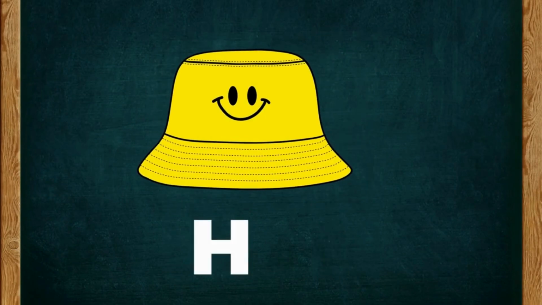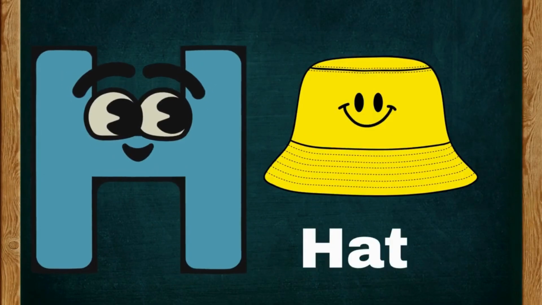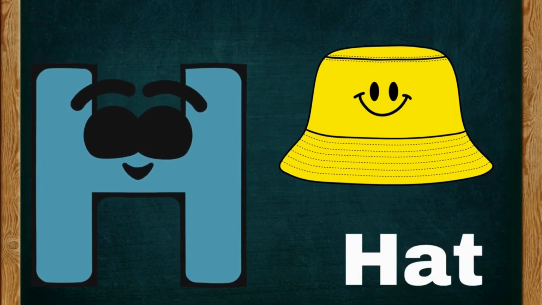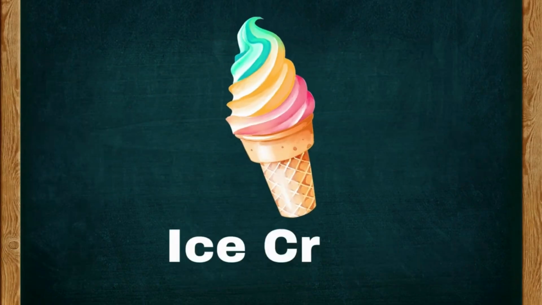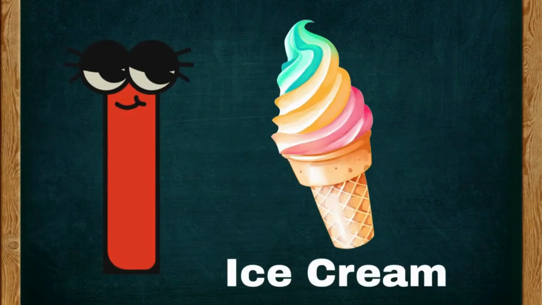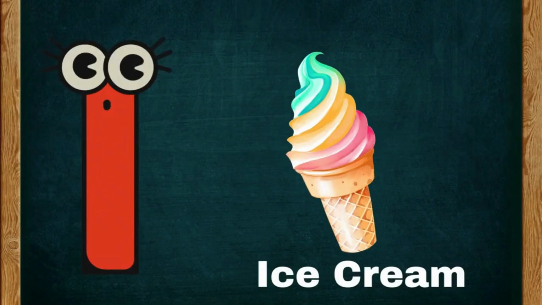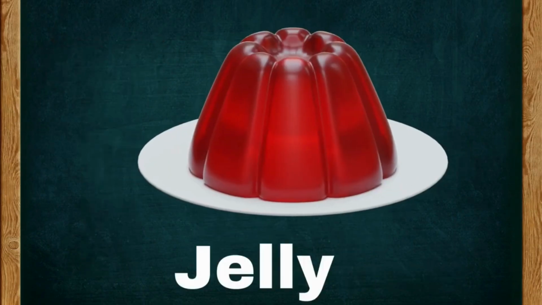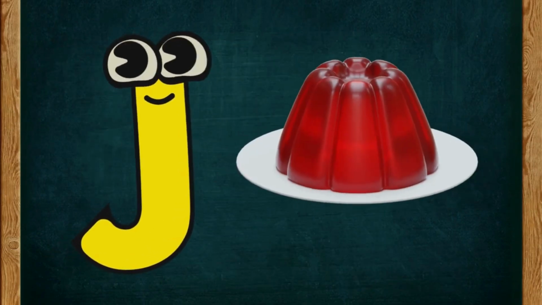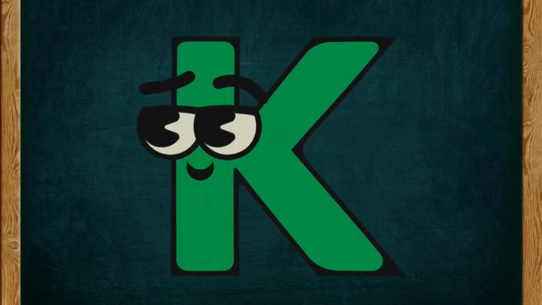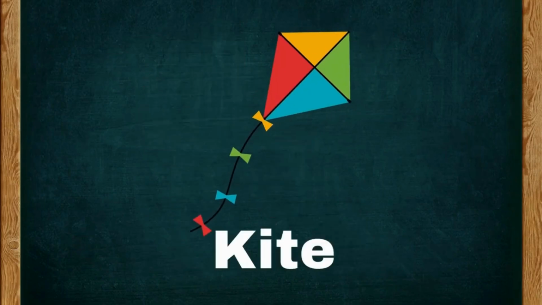H is for hat. I is for ice cream. J is for jelly. K is for kite.